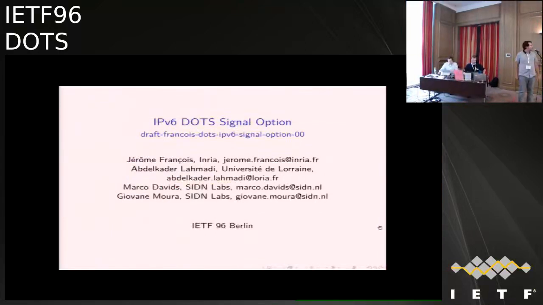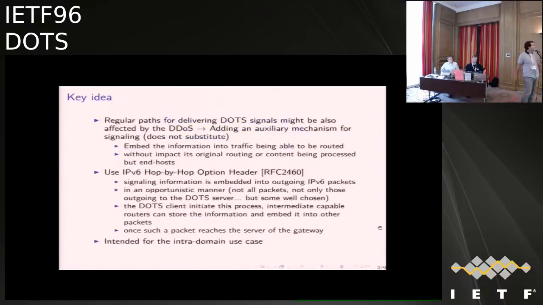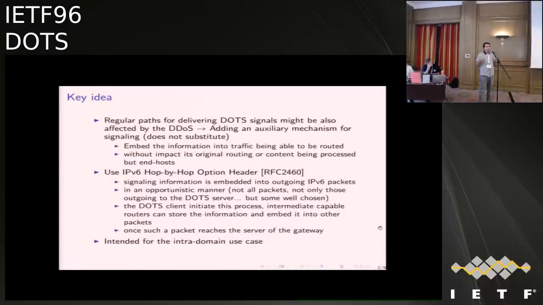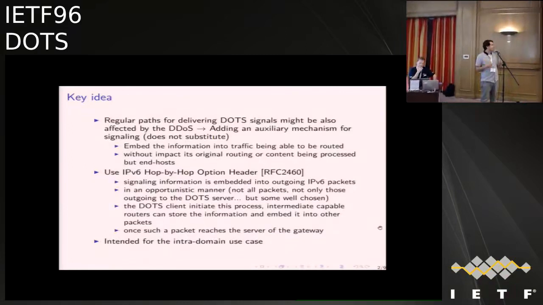Thank you. I'm Jérôme François Pamolinière. You can go to the next slide. What we propose in this draft is an auxiliary mechanism for the signaling. The idea is not to substitute the regular mechanism, but to benefit from the first instant of the attack. Even if you're under attack, you may expect that you still have some traffic going through the network. The idea is to take benefit of that and embed information in such outgoing packets in order to signal the attack.